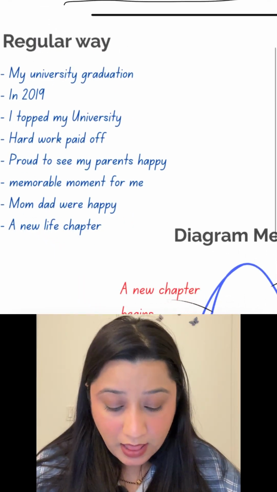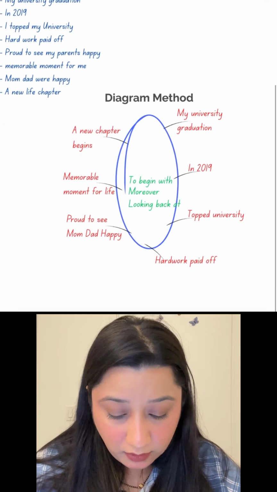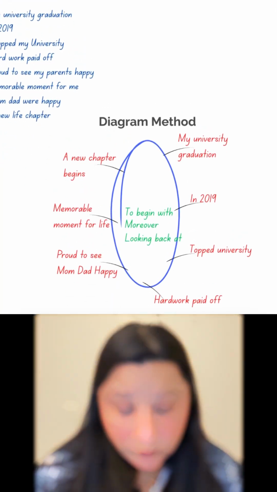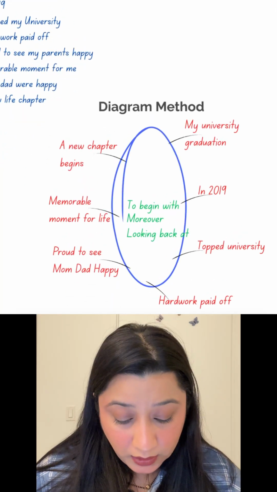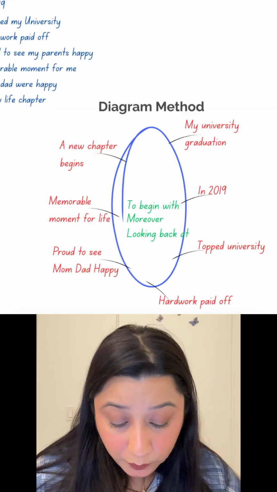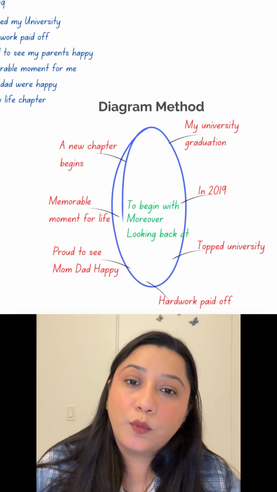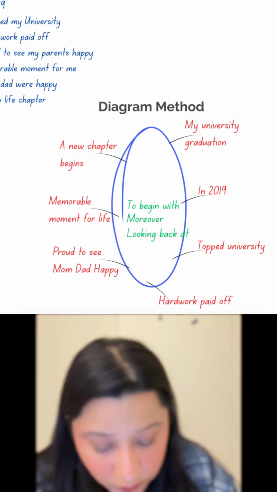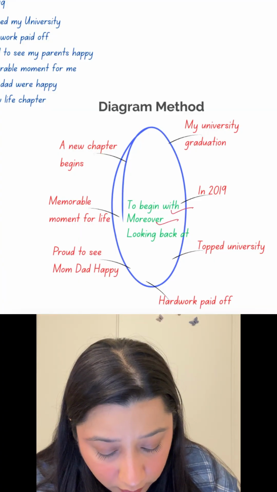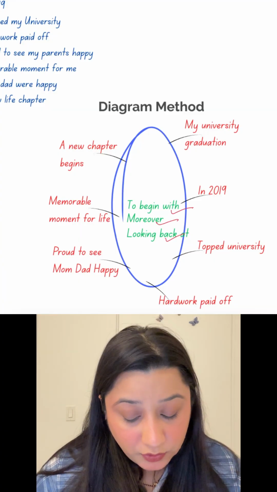Whereas now let's move to my diagram method. Now you see there's a circle, and in between I have written a few connecting words. I usually just write 3 connecting words, especially when a question is about telling a story. Okay, so to begin with, moreover, looking back at. These are the 3 connecting words.